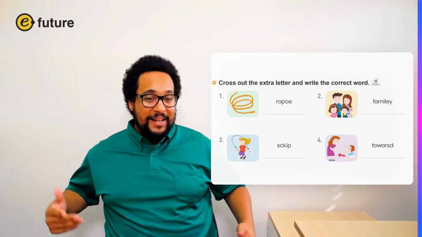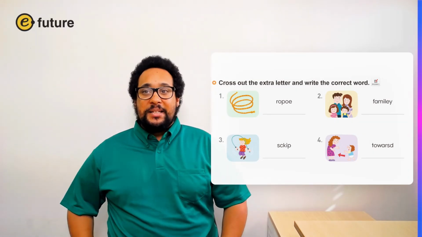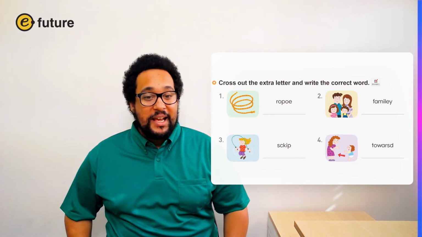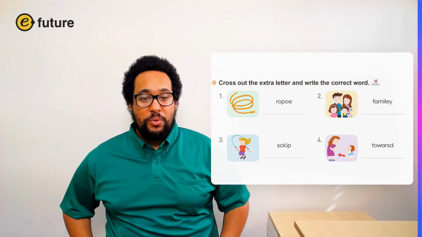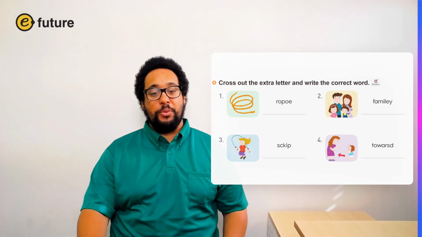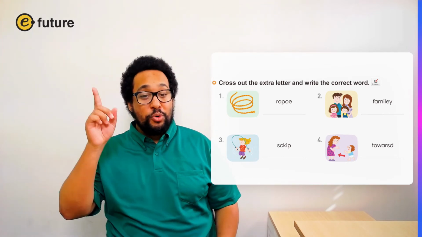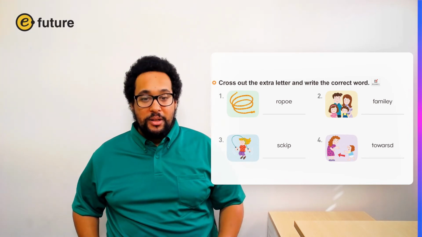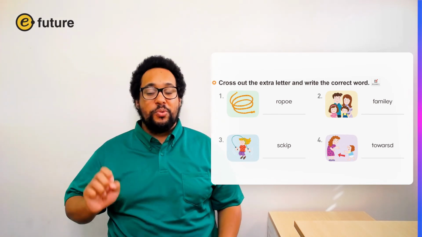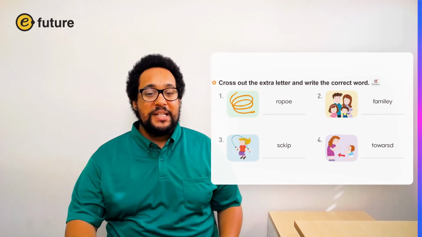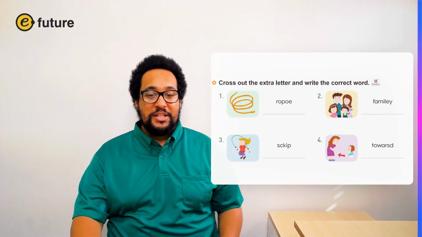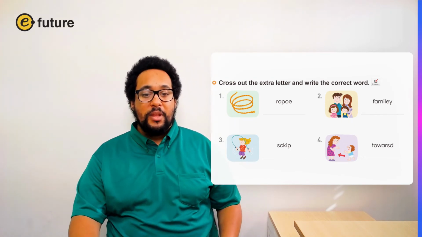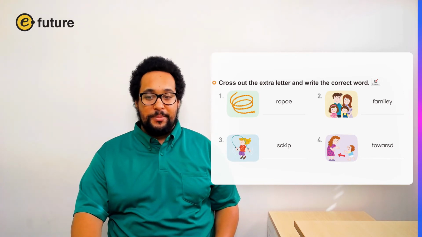Now that we have practiced our spelling, let's complete the word check activity in our book. So, as you can see at the top of your page, I want you to cross out the extra letter in the word and then write the correct word. So you can see there's a picture next to each of these words. Let's do the first one together.